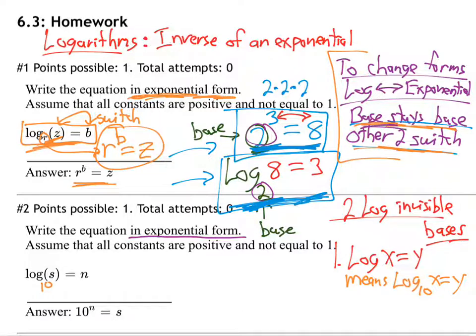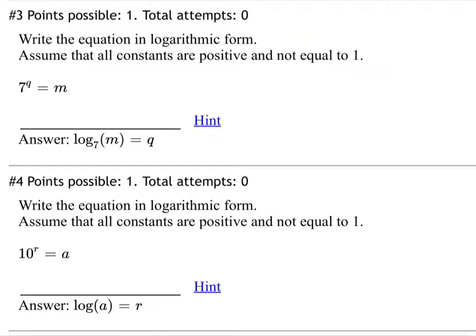Well, step one, the base stays the base, then the other two switch. So the 10, that's the base, and then the other two switch position. What do you mean they switch? Well, it was 10 to the s, now it's 10 to the n, and the s goes over there, and there's the answer. So you see the 10 came in there invisibly, because if there's no base showing, it's an invisible 10. All right, let's try number 3 here.